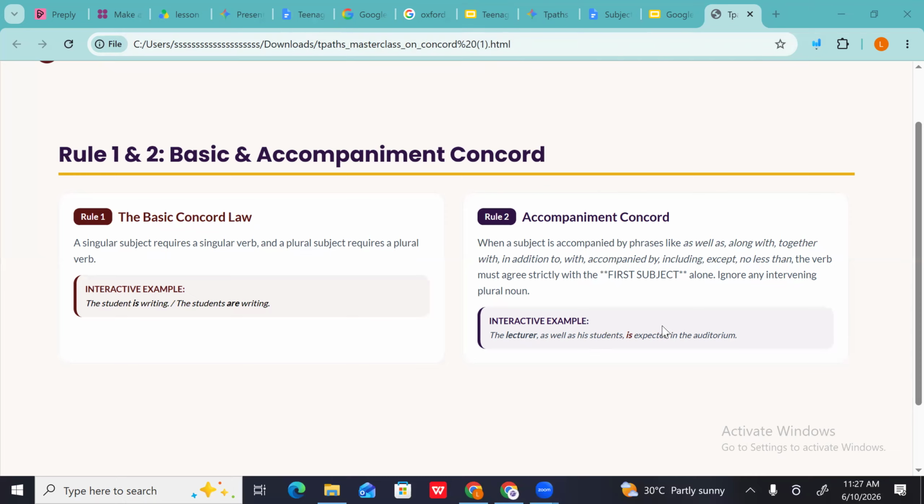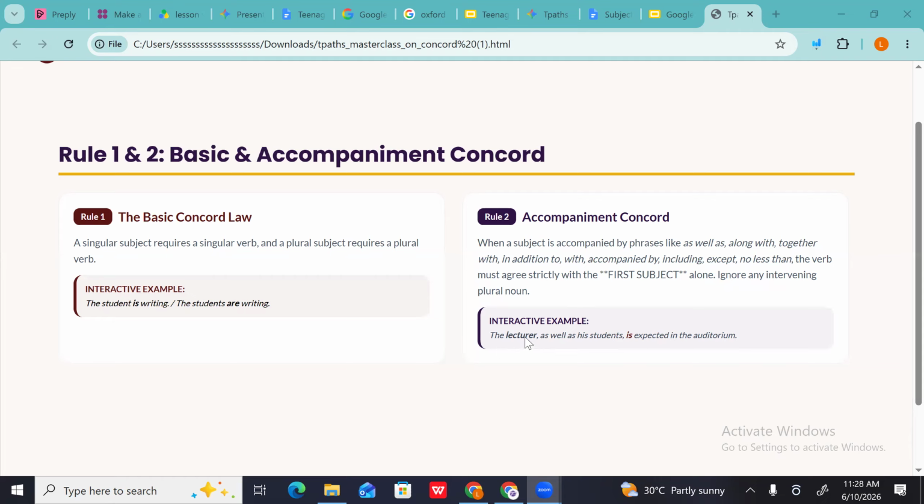Very good. Very good. Thank you. Yeah, the subject is what? The lecturer. The lecturer is the doer of this activity, of this sentence. So you have to pay attention to it. And I told you that whenever a sentence is accompanied by phrases like as well as, along with, together with, please ignore whatever comes after those phrases. Just pay attention to the subject itself. It will determine what? The verb.